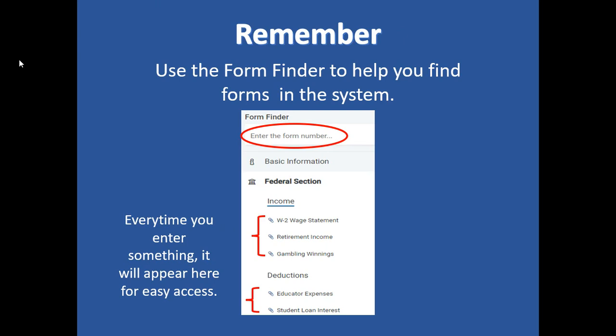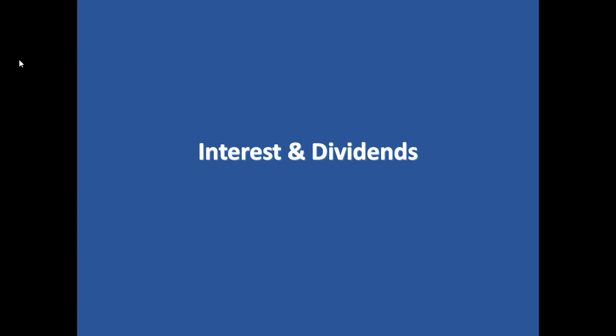Remember, when you're trying to find something in the software, use the form finder at the very top if you don't know where it's at. It's really simple. You just type in the form number, W-2 or 1099 DIV, and it takes you right there. And every time you enter a form, you will see it appear on the left-hand menu with a little paperclip by it. So if you want to go back and look at it again or add another one, you just click the little paperclip and it will take you right there for easy access.